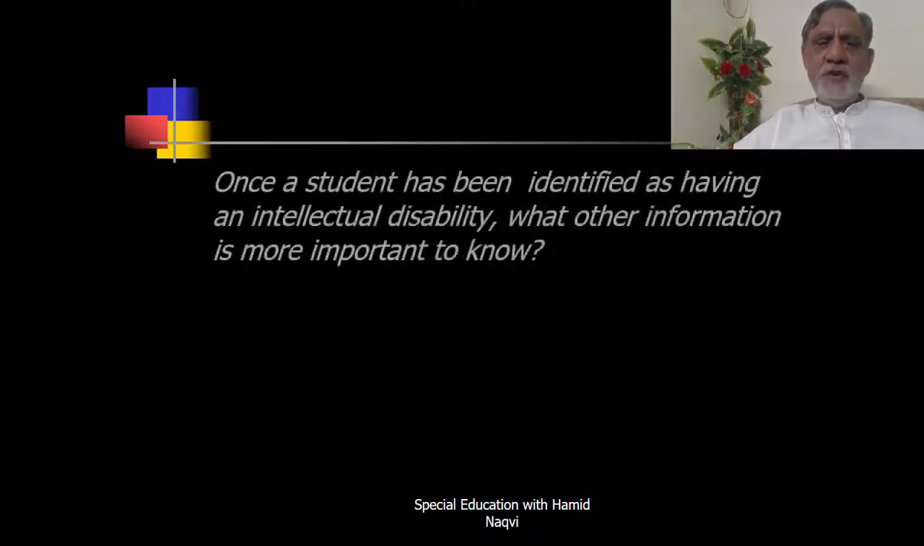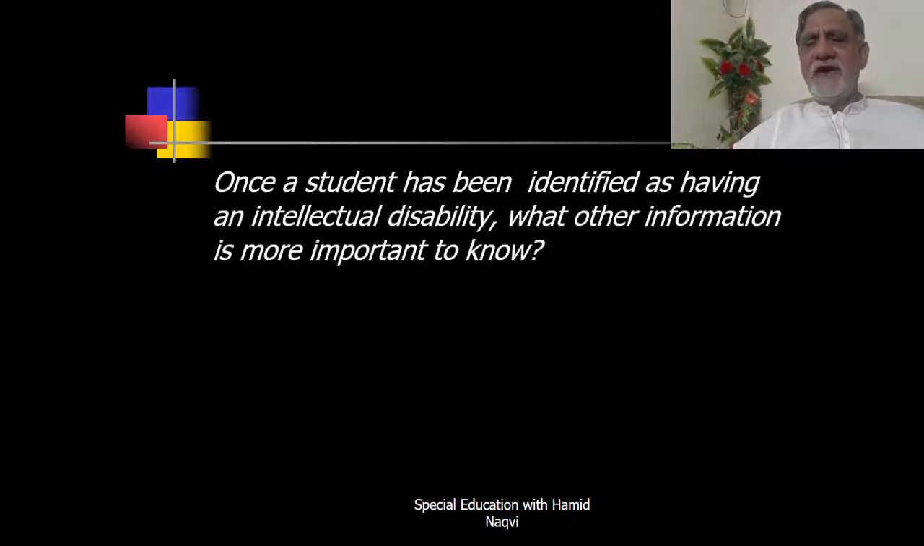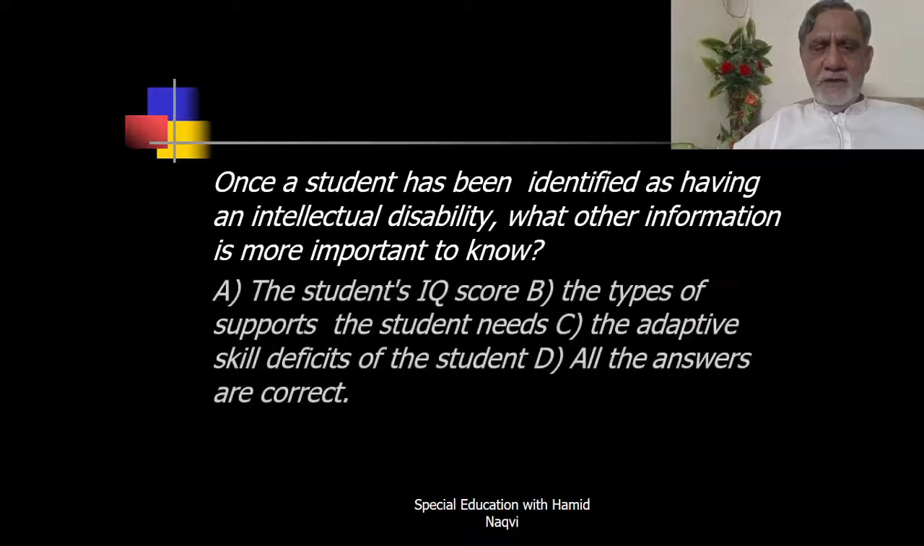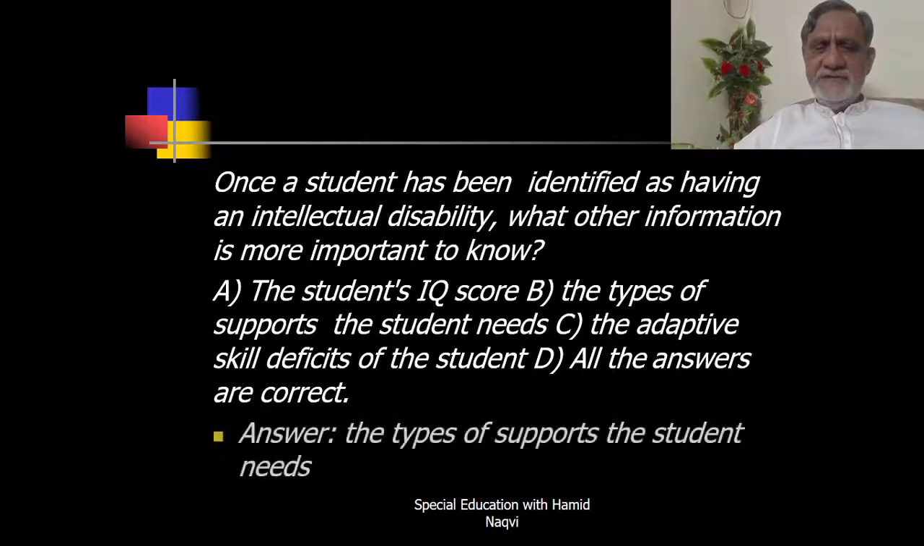Next question is, once a student has been identified as having an intellectual disability, what other information is more important to know? The student's IQ score, the types of sports the student needs, the adaptive skill deficits of the student. All the answers are correct. The answer is the types of sports the student needs.